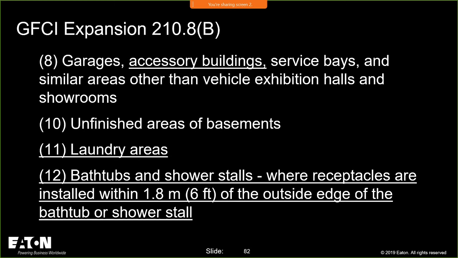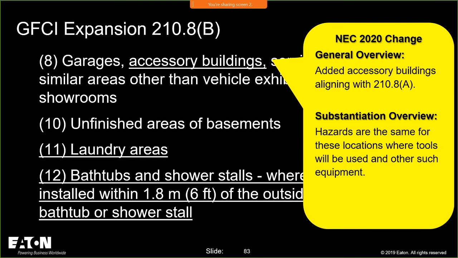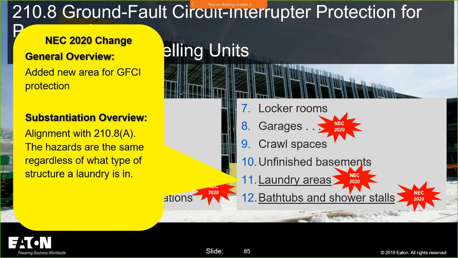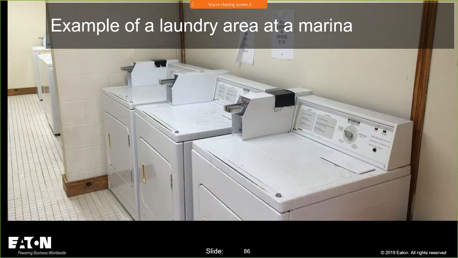And again, remember, we have single phase and three phase. We're going above and beyond 15 and 20 amp receptacle outlets. So keep that in mind. Bathtubs and shower stalls, where receptacles are installed within 6 feet of the outside edge of a bathtub or shower stall. So you need that as a requirement as well. So again, hazards are the same. That's why we went there. Hazards are the same in laundry areas. That's why we went there as well. Just because you have a laundry area and it's other than a dwelling unit, if we had kids dying in the house, they could do the same thing there. So add a new area for GFCI protection.